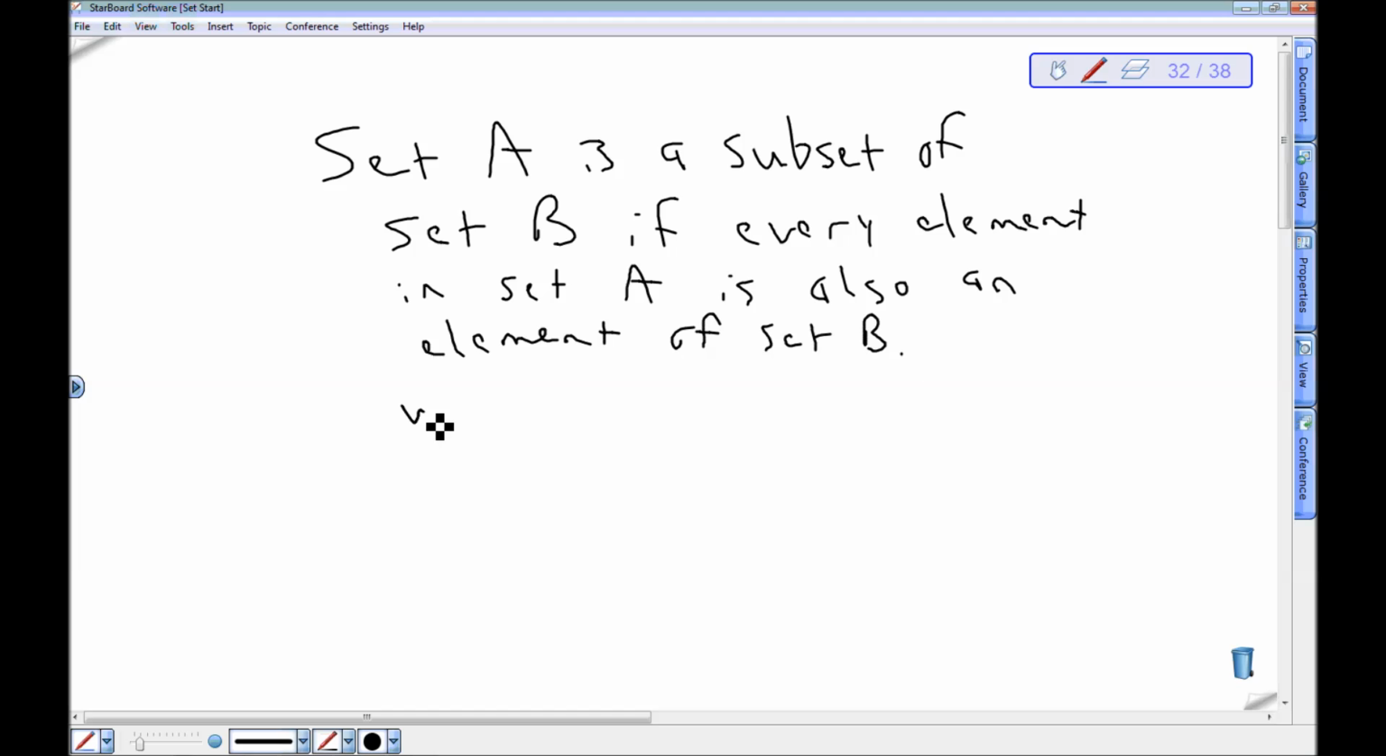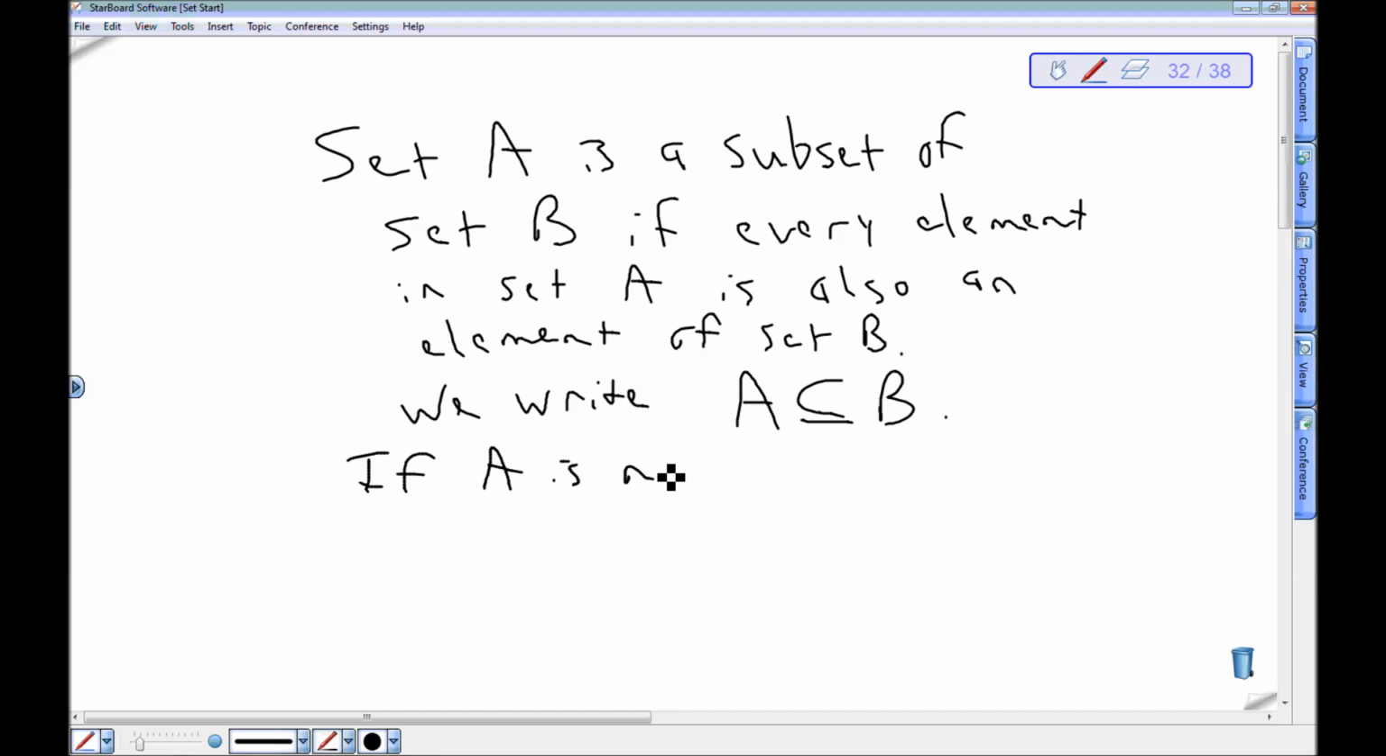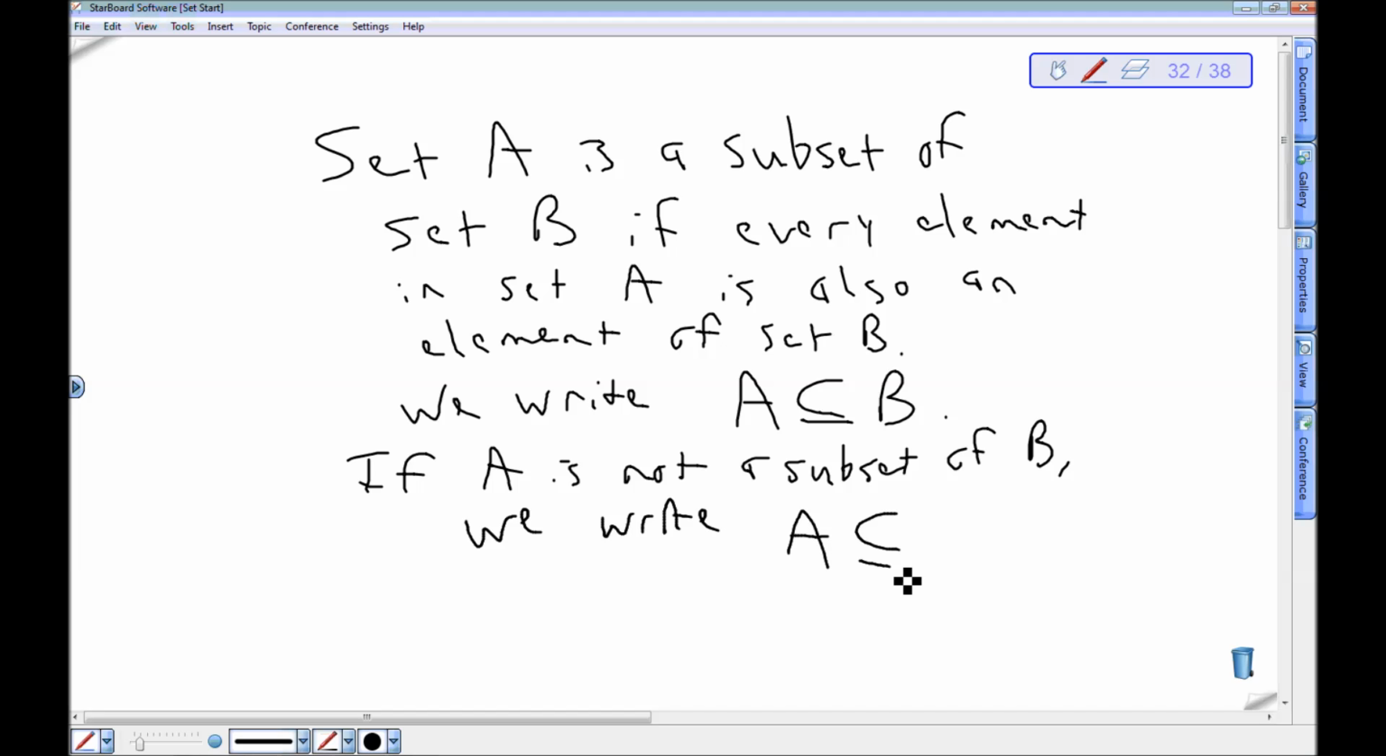Okay, we have notation for this. We write A is a subset of B. Again, being really clever math people, if A is not a subset of B, we can write A, subset symbol with a line through it, B. So that's A is not a subset of B.